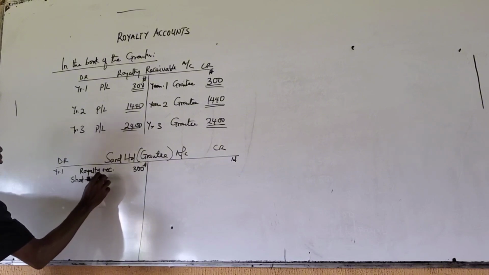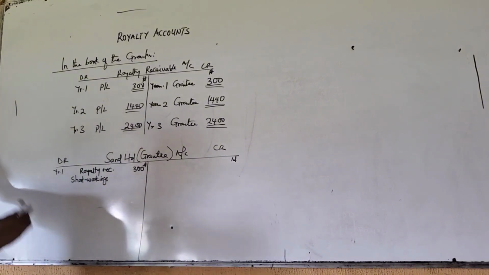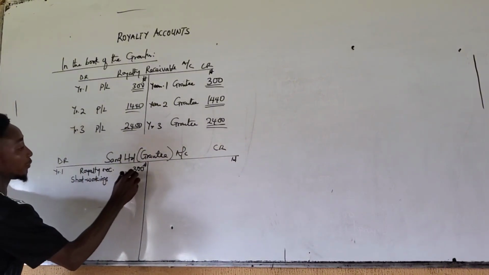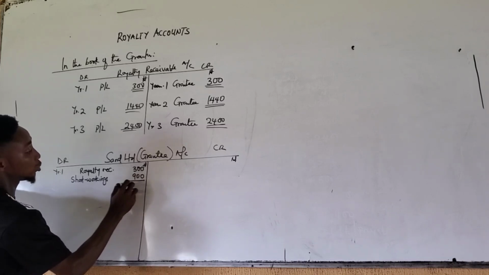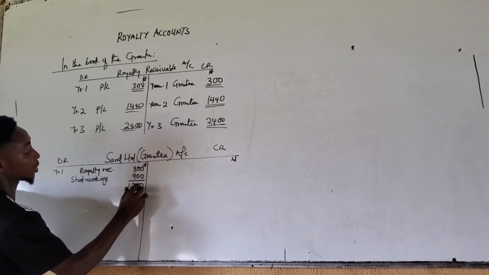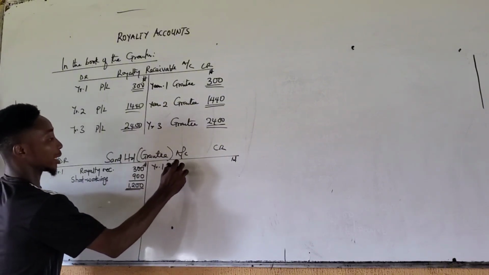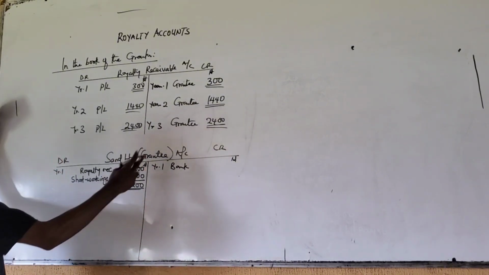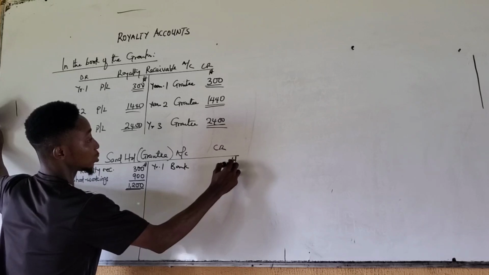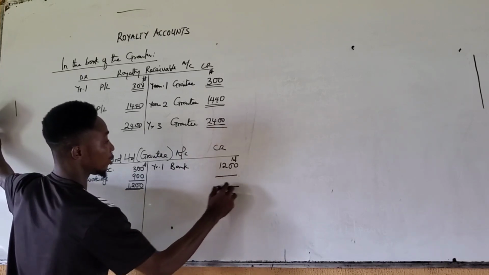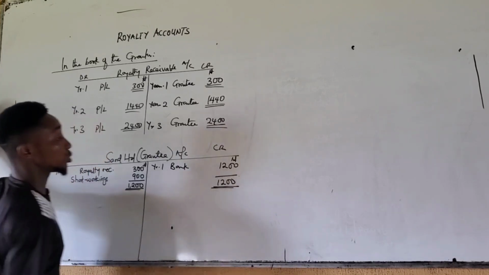Good. Remember that the minimum to pay to the landlord is 1,200. So there's a short workings of 900. So the total here will give us 1,200. So you balance the account by bringing bank or cash. The amount you are going to pay to the landlord is 1,200, regardless of the level of activity or utilization.